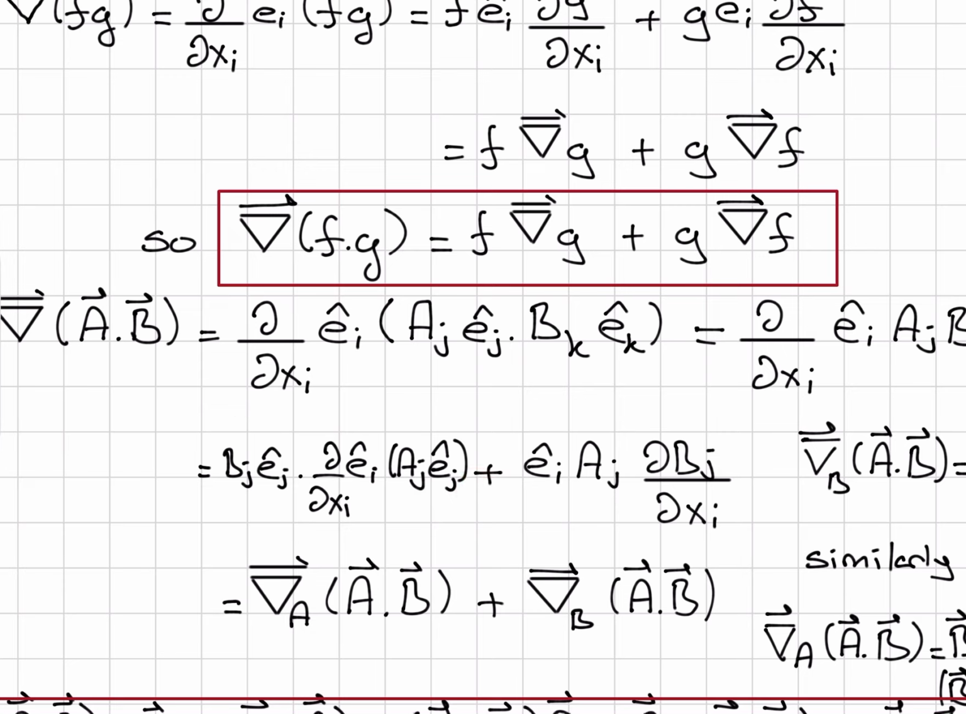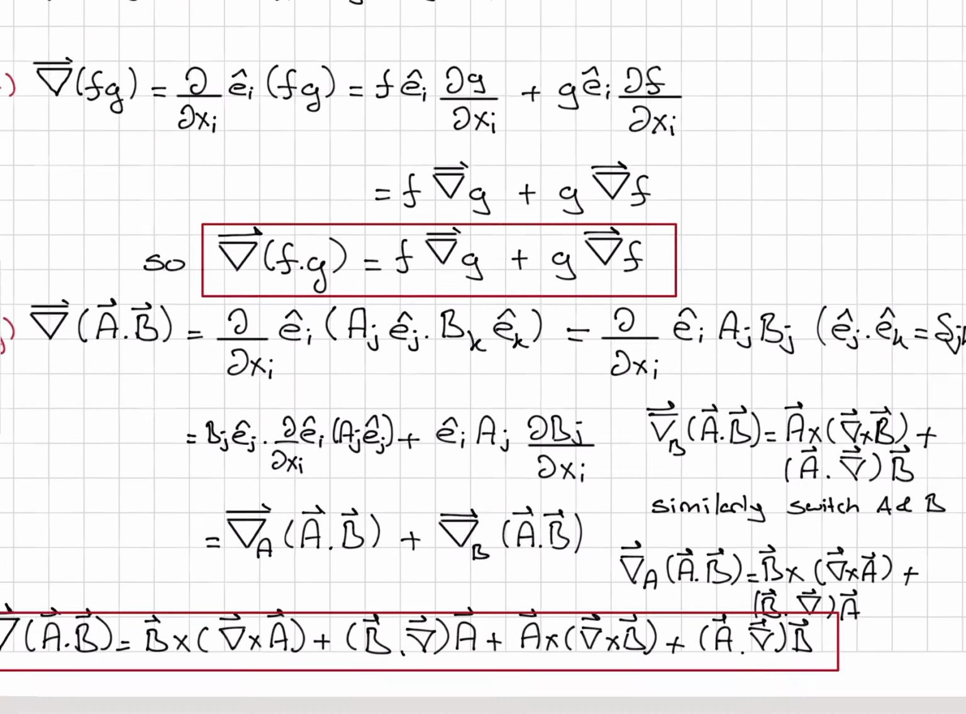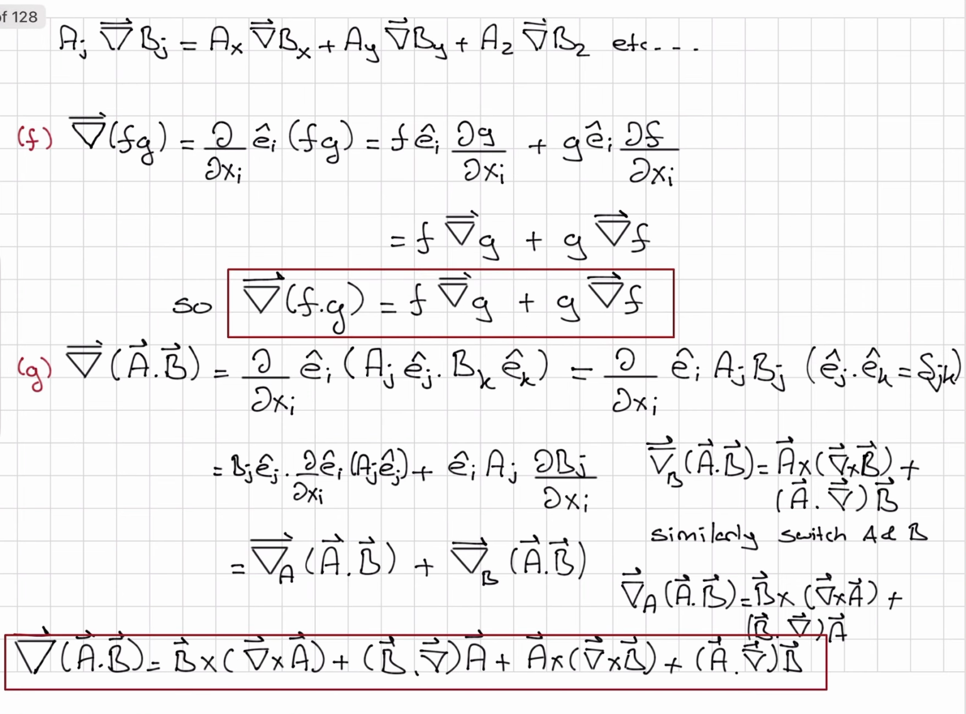And here I have the gradient of vector a. So I'm taking the jth component because here I have a dot product with b. So this has to be the jth component. So for the gradient with respect to a and the gradient with respect to b, I have the answer from part E. So I can substitute that here. So I find that the gradient of the dot product a dot b is b cross curl a plus b dot gradient a plus a cross curl b plus a dot gradient b.